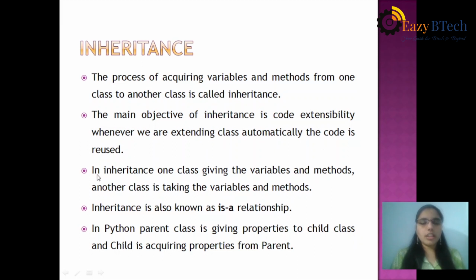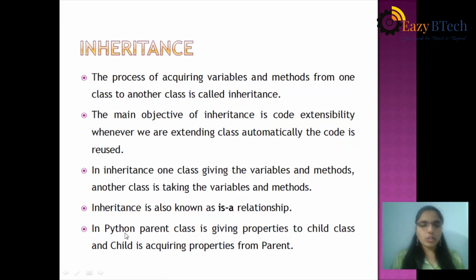In inheritance, one class is giving variables and methods to another class, and the other class is taking the variables and methods. Two classes are there. One class is giving methods and variables to the other class. So inheritance is also known as an IS-A relationship.